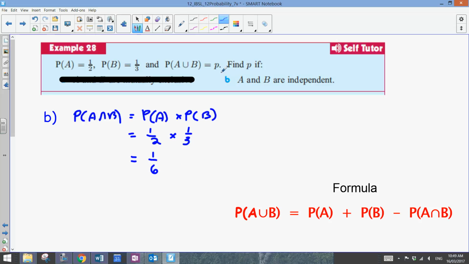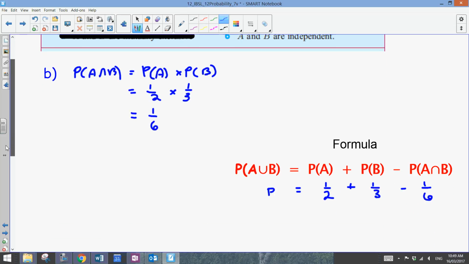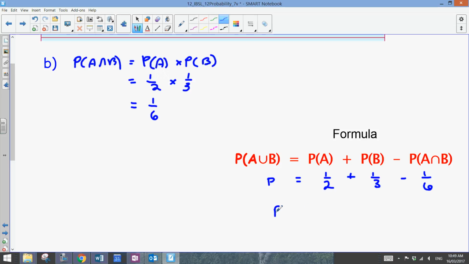Well, I want to find the union. I want to find P. So if I want to find P here, I'm going to substitute everything in, 1/2 plus 1/3 minus the 1/6. 1/2 plus 1/3 we've already found is 5/6. So 5/6 minus 1/6 gives me 4/6 or 2/3.